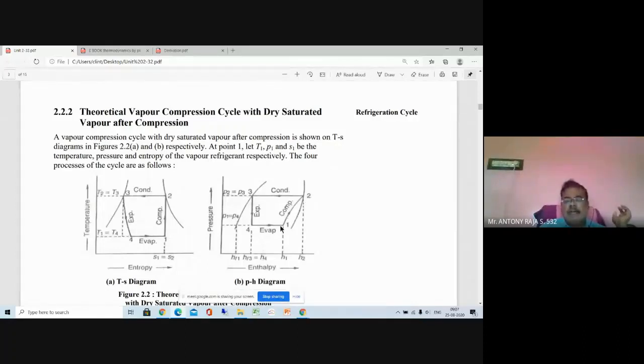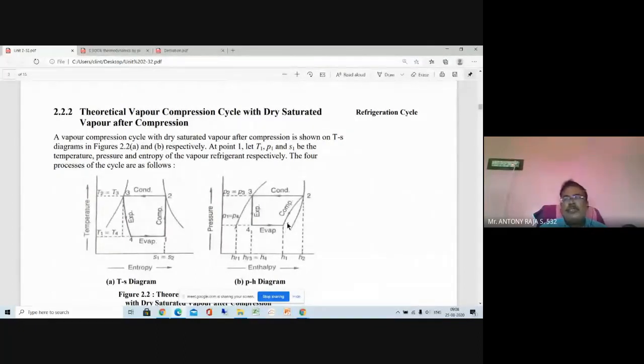Suppose the entry condition at the inlet of the compressor, or at the exit of the evaporator, is wet vapor. That means it contains liquid plus refrigerant vapor. Therefore, point number 1 is in between these two lines. Point number 4 is also in the wet region. It contains liquid plus vapor. So when a point is marked in between these two lines, that is called the wet region. It contains liquid and vapor.